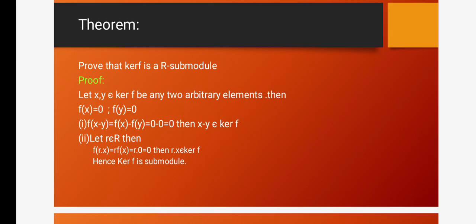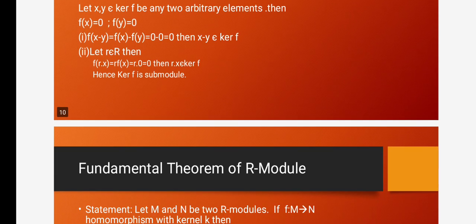Then x minus y also belongs to kernel f. Second one. r is a member of the ring. Then f of r dot x is equal to r f of x. Because x is a member of kernel f, its image is 0. r dot 0 is equal to 0, then r dot x also belongs to kernel f. That proves kernel f is a submodule.